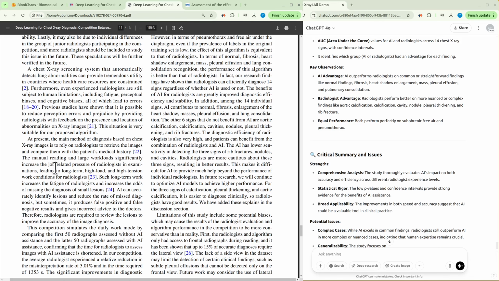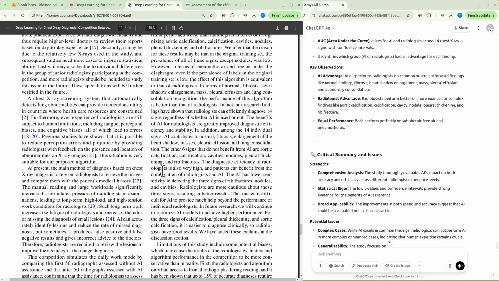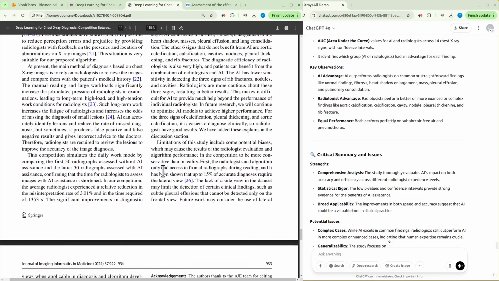The study doesn't deeply explore why AI outperforms in some findings and not others. This lack of granularity might leave out important insights about when AI is most beneficial. 3. Generalizability: the study might be limited in terms of the types of cases or the specific AI model used, making it harder to apply these results universally.